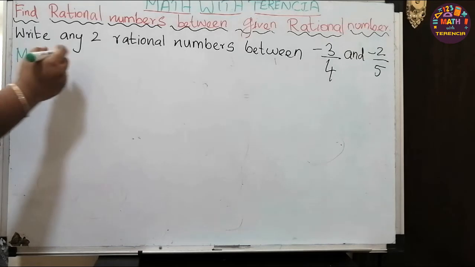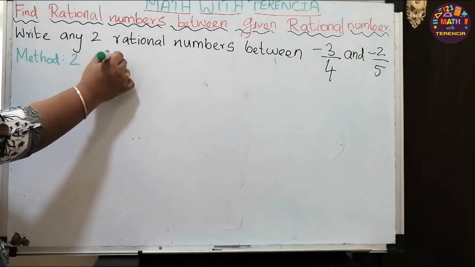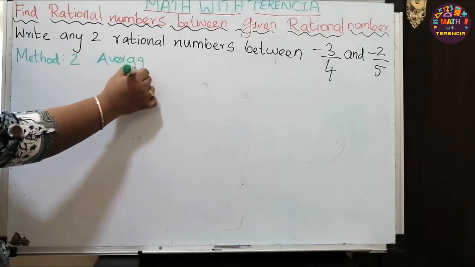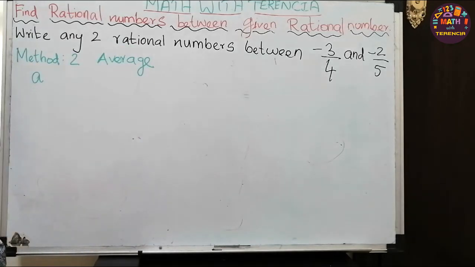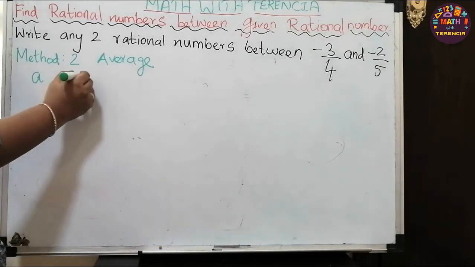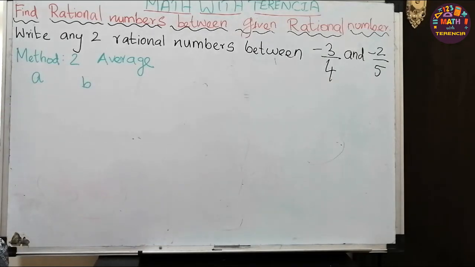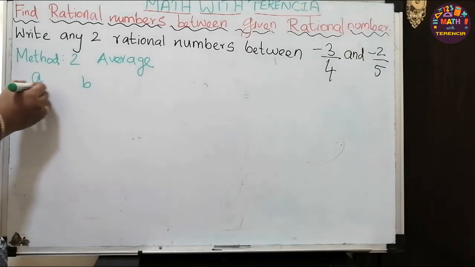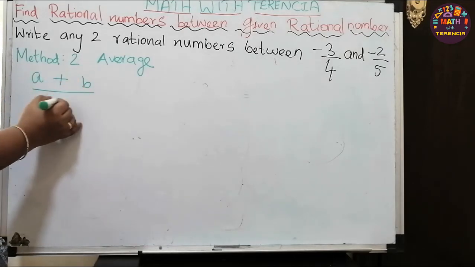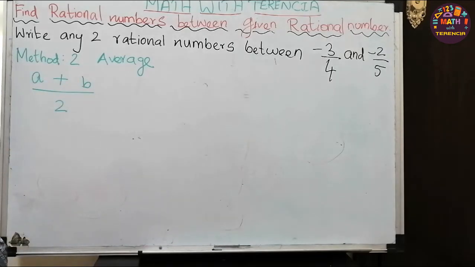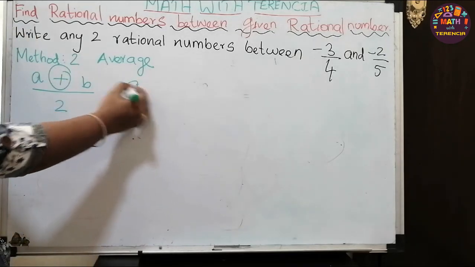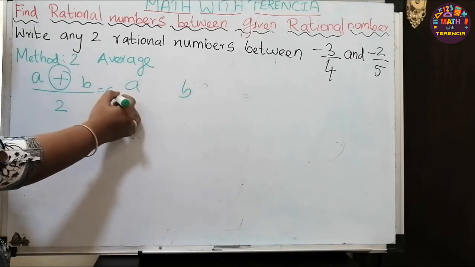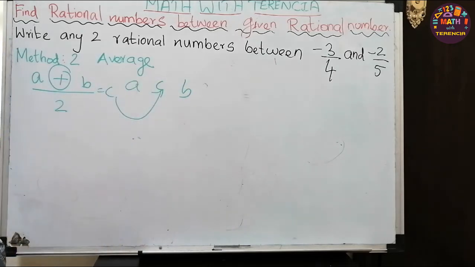Now we will see method 2, that is the average concept. How will we find the average? Let me take one rational number as A and the other rational number as B. How will we take the average of two numbers? A plus B divided by 2. If I divide, I will get the number between A and B. Let me take this as C. The C lies between A and B. This is the average concept.